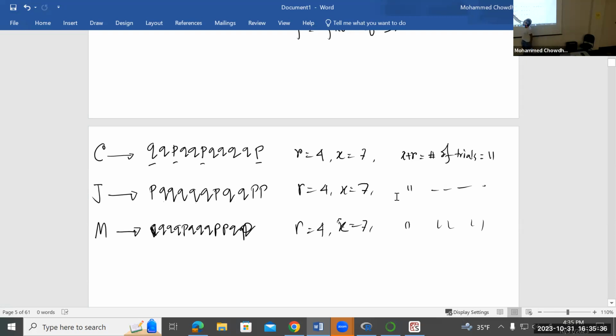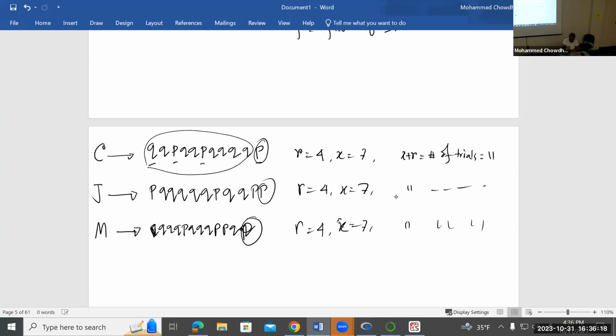See, these success and failure combinations are different, right? 4 successes are coming, 7 failures are coming, but the combinations are different. Clear? And once you get the 4th success, you are done. So that is why the last trial is always success. When you get the 4th one, the last one is done. So that is why the last one is always P.